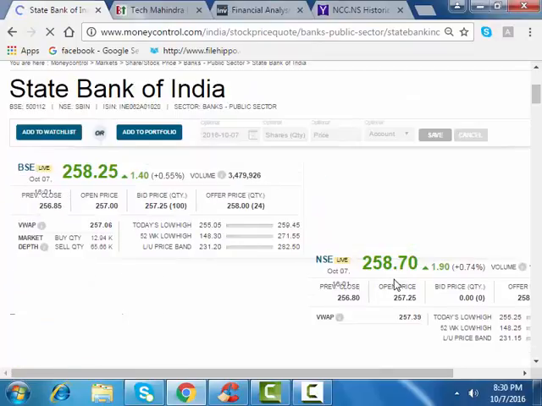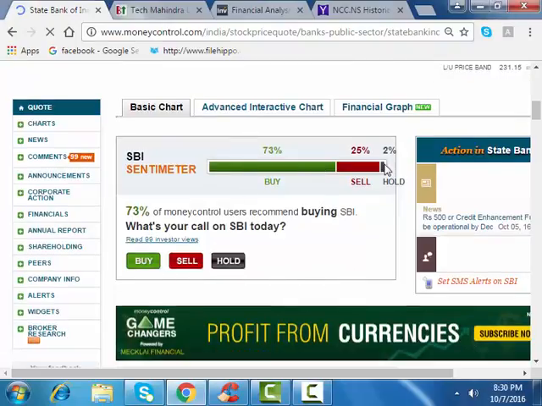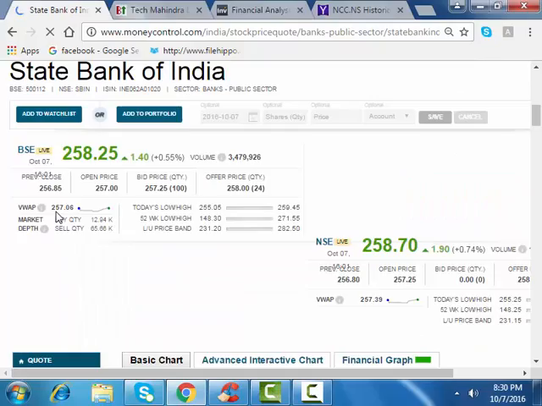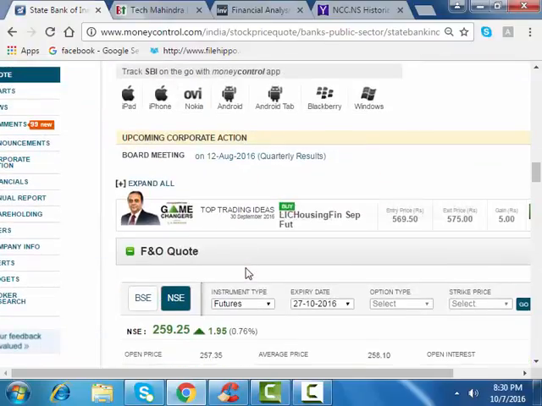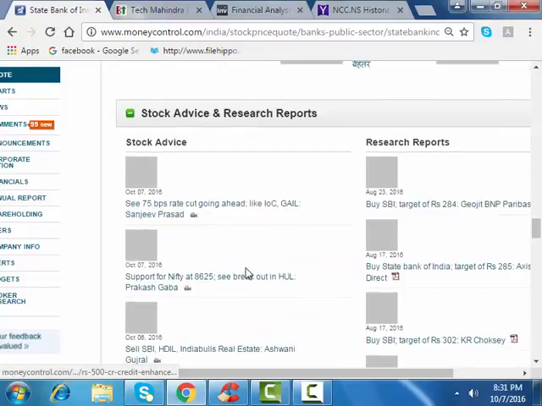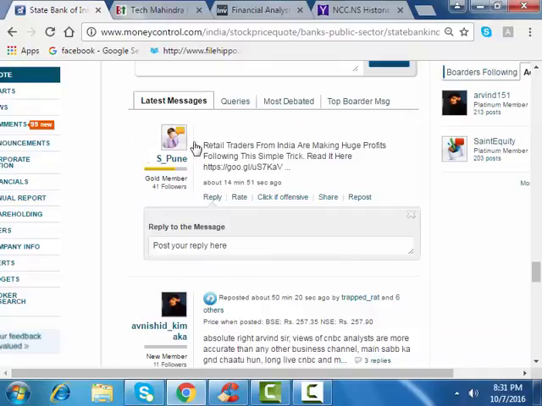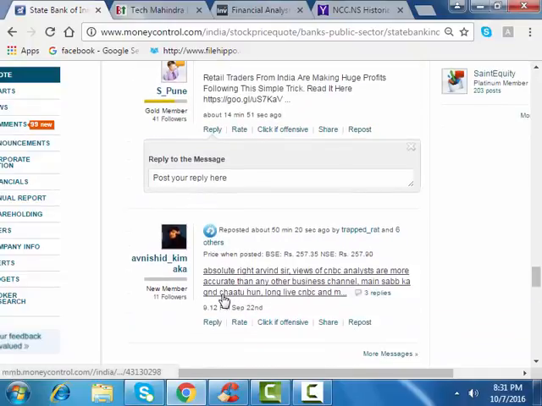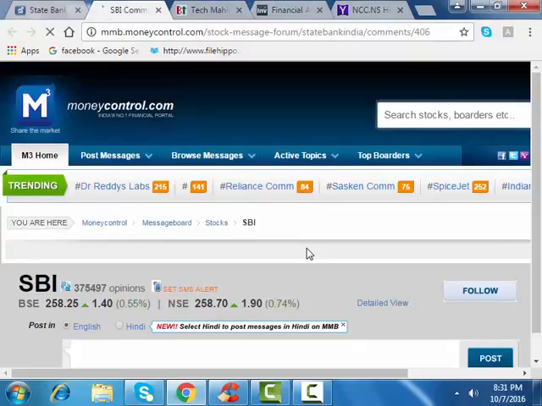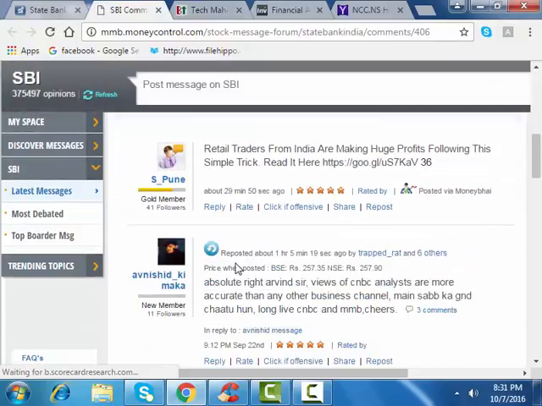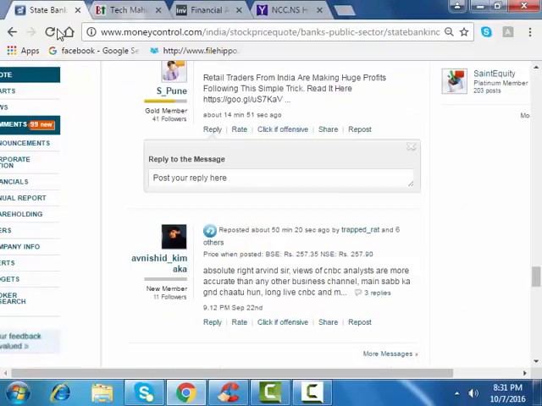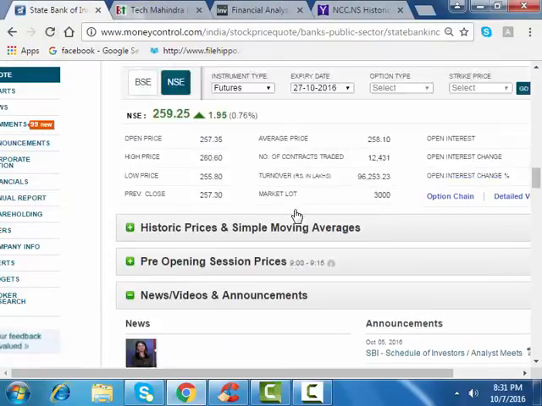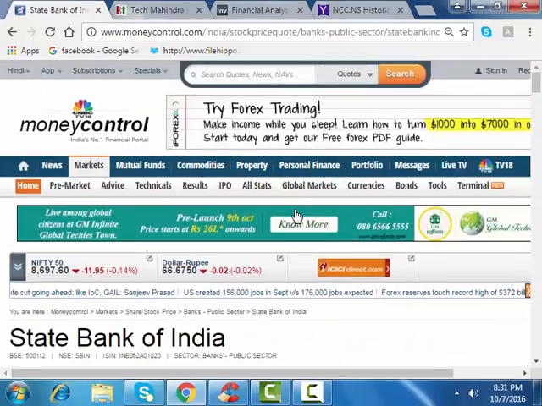In BSE it is 258 and NSE, and this is the market sentiment meter. It will show you the investor views, how many are positive and how many percent are saying it is negative. So here you can see messages by experts and analysts. On the left side you can see one column, comments. Click on this. You can see here every 1 minute, 2 minutes, messages are updated, like buying and selling messages.